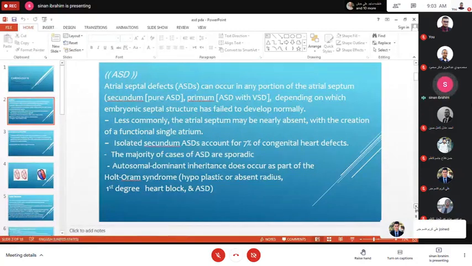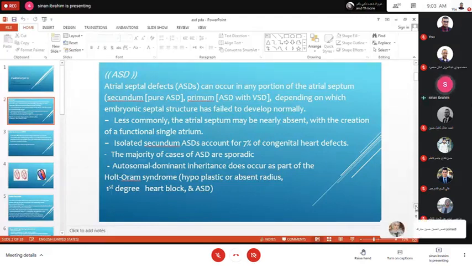Less commonly, there is a total absence of the interatrial septum, creating a single atrium. There is no left atrium or right atrium. There will be just a single big atrium for the infant or neonate.